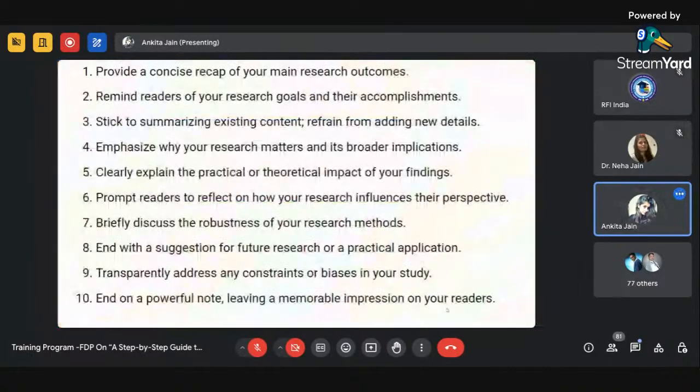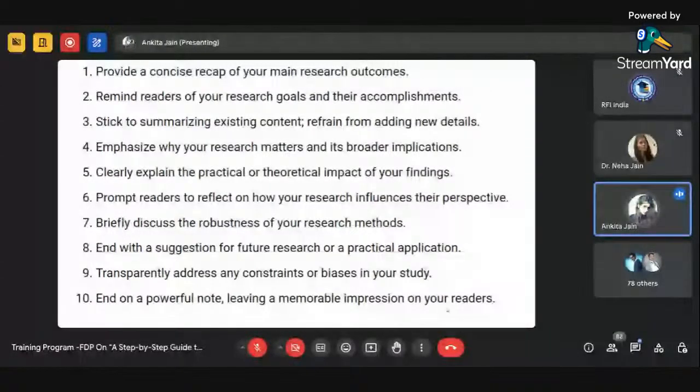Number one, provide a concise recap of your main research outcome. Then give a reminder of your objectives and their accomplishments. Then stick to summarizing and refrain from adding new details. As I've told you, don't add new details because you want to add five stars to your study. Don't do this. Emphasize why research matters, so broader implications should be there.